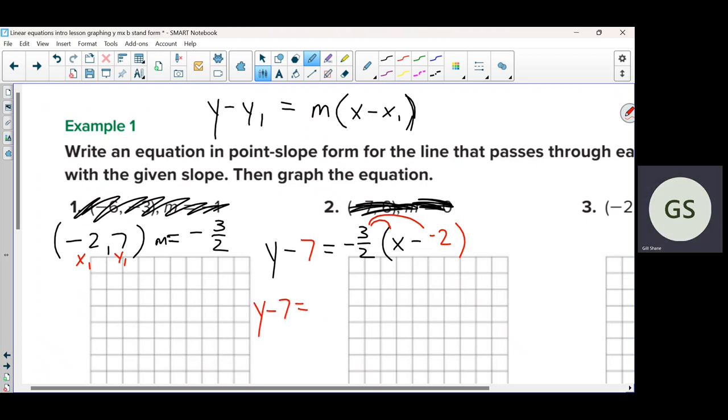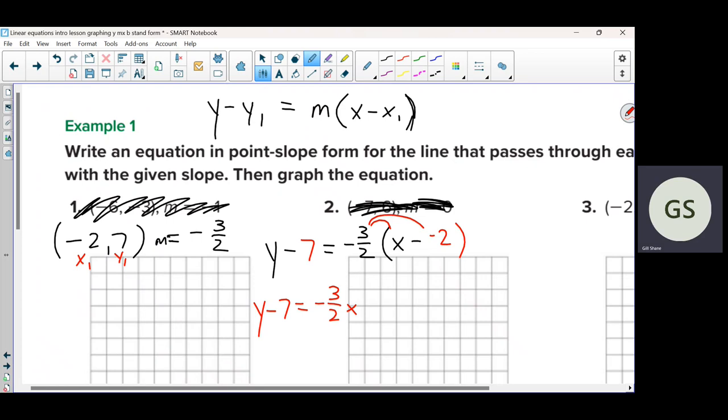Nothing I can do on that side for the same reason. I don't know what Y is, so how can I combine it with 7? Negative 3 times X, I'm sorry, negative 3/2 is just negative 3/2 X. When you multiply times a variable, you basically just take the multiplication symbol out and write negative 3/2 X.